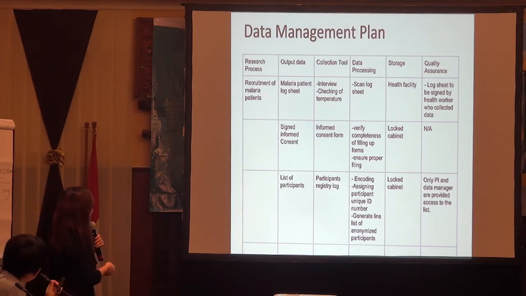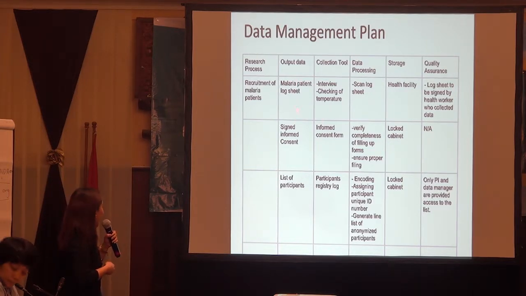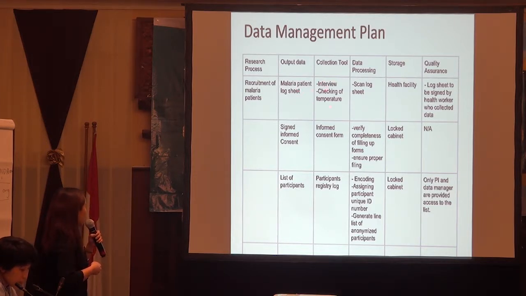The first process that we identified is the recruitment of malaria patients. So here's the data that we want to look at. We want to see the malaria patient log sheet, and this is our collection tool for that. We'll interview the patients coming in and check their temperature. And for data processing, the log sheet will be handwritten, so we just need to scan that. The storage will be at the health facility, but the scan will be at RITM, and for quality assurance, it has to be attested or signed by the health worker.